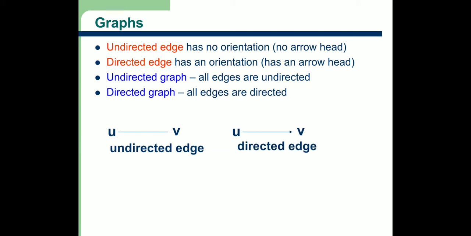Next is your directed edge. In this directed edge, there is an arrow between U and V. That means it is from U to V. So U and V are the vertices, and the arrow between them represents the directed edge, and we will read it UV. We can't read it VU because the direction is from U to V.